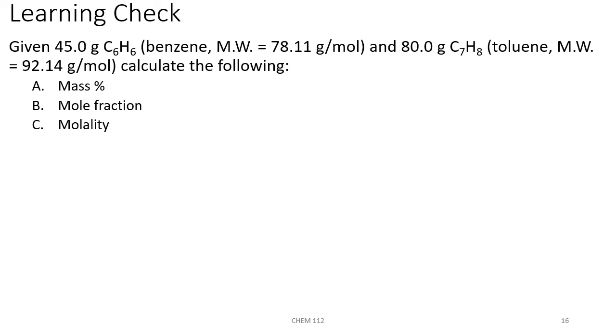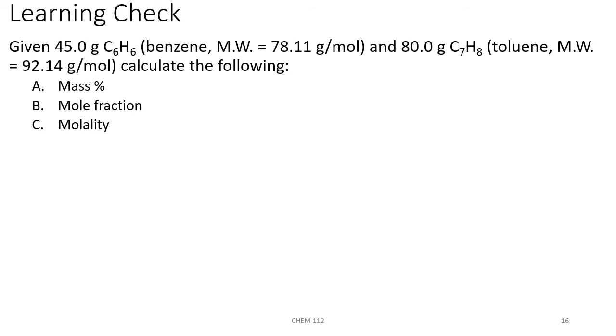Let's try an example. Given 45 grams of C6H6, which is benzene, the molecular weight is 78.11 grams per mole, and 80 grams of C7H8, which is toluene, molecular weight 92.14 grams per mole. Calculate the following: the mass percent, the mole fraction, and the molality.